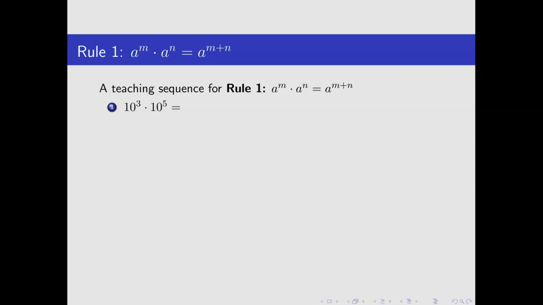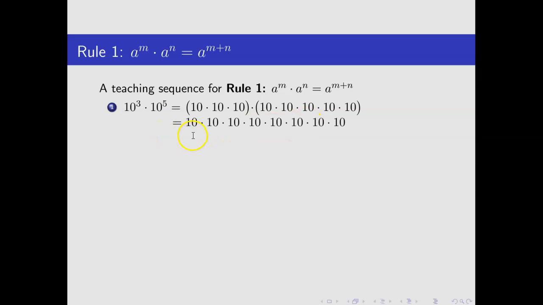So we're going to start with 10 to the third times 10 to the fifth, and you should fill things in on your handout as we're going. So when we have 10 to the third times 10 to the fifth, that's going to be 10 times 10 times 10, 3 times there for 10 to the third, and then 10 times 10 times 10 times 10 times 10, 5 times there for 10 to the fifth.